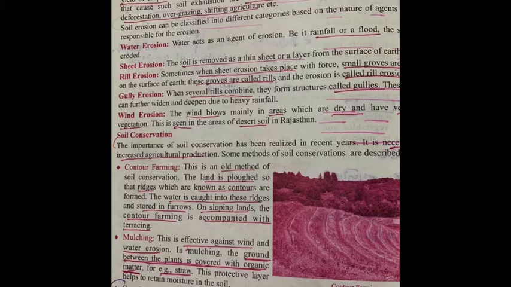And the major agents affecting soil erosion, which leads to soil exhaustion, are deforestation, overgrazing, shifting cultivation, etc.